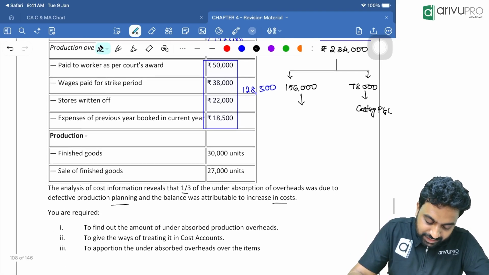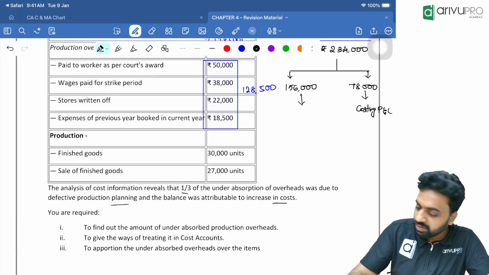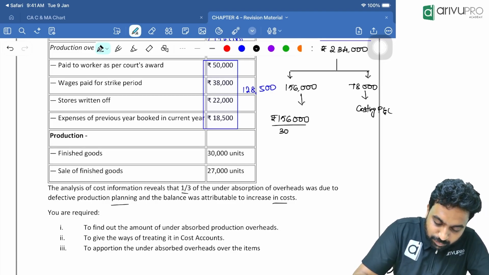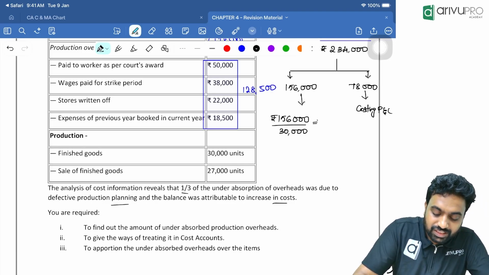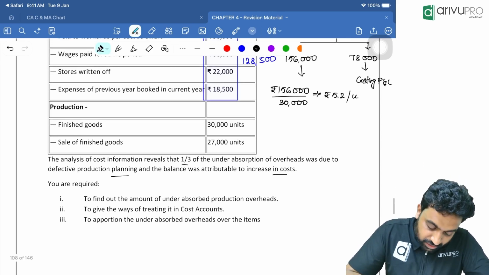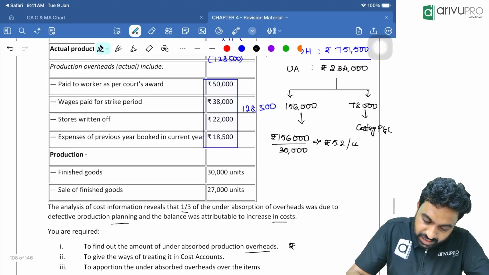Sale of finished goods 27,000. They are not telling anything about WIP, so we assume there is no WIP. So supplementary rate will be 1,56,000 divided by units produced during the period 30,000, which is gonna be 5.2 per unit. Correct?